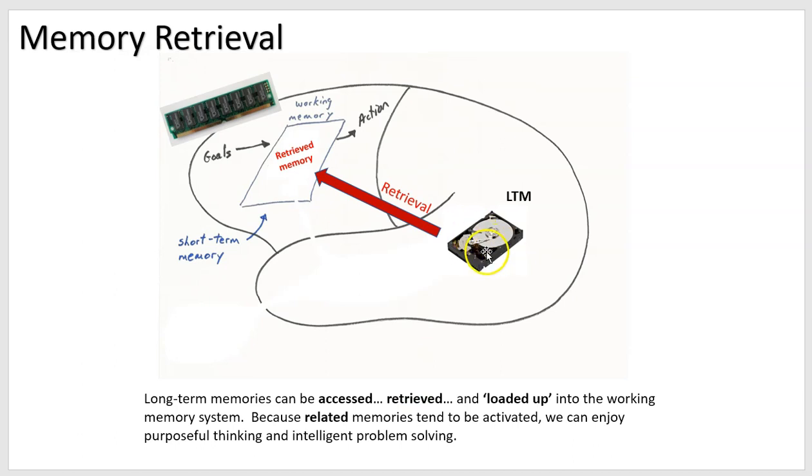And that means when we retrieve this information, it's very likely to be related to the thought that triggered it. So when we retrieve a memory, we activate that memory and then load it up into the working memory system, and we have the experience of a retrieved memory, and hopefully it is a thought that makes sense given what you were thinking about a moment ago. Because related memories tend to be activated, this is why we can enjoy purposeful thinking and intelligent problem solving. This feature of our brains is really handy: when we search memory, we tend to activate related information. That gives our brains the capacity to do some good thinking.